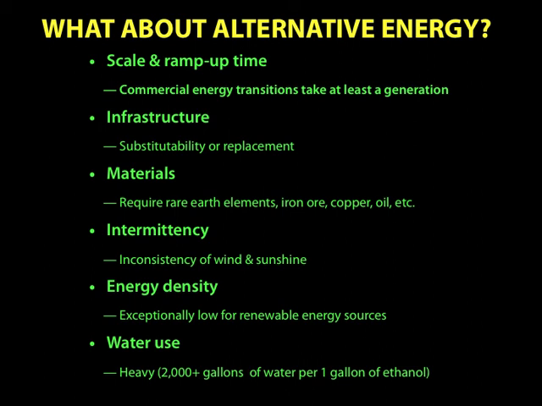The inconsistency of wind and sunshine are real problems, and they are confined to specific geographical areas. Energy density is exceptionally low for renewable energy sources, unlike high-density fossil fuels. Much water is required in most operations. For example, 2,000 plus gallons are used to produce 1 gallon of ethanol, and in the Alberta tar sands, 3 barrels of water are used for every barrel of synthetic oil produced.